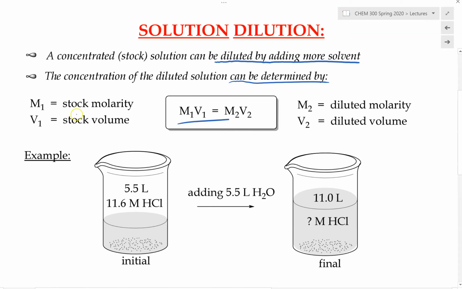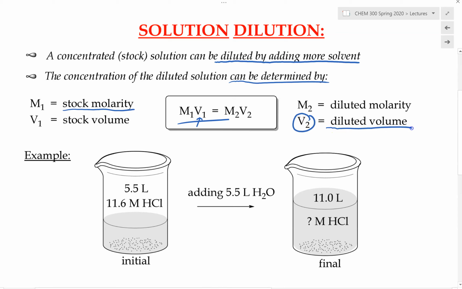M1V1 means the following. M1 is the molarity of the original or the stock solution. Again, stock means the concentrated or the original solution. V1 is the volume of that stock solution. So how much of it do we have in terms of volume? Now, depending on how much more solvent we add to it, the volume of the diluted solution will change, right? So what is the volume of this diluted solution now? That we call V2.